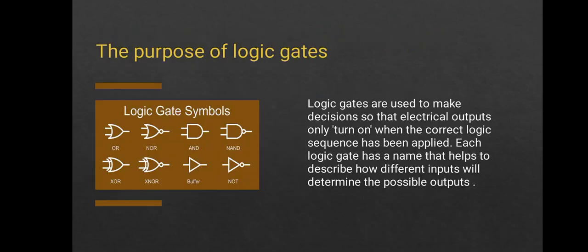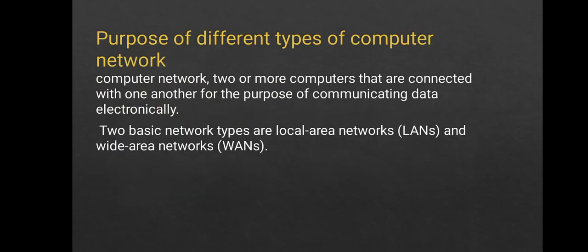The purpose of logic gates. Logic gates are used to make decisions so that electrical outputs only turn on when the correct logic sequence has been applied. Each logic gate has a name that helps to describe how different inputs will determine the possible outputs.